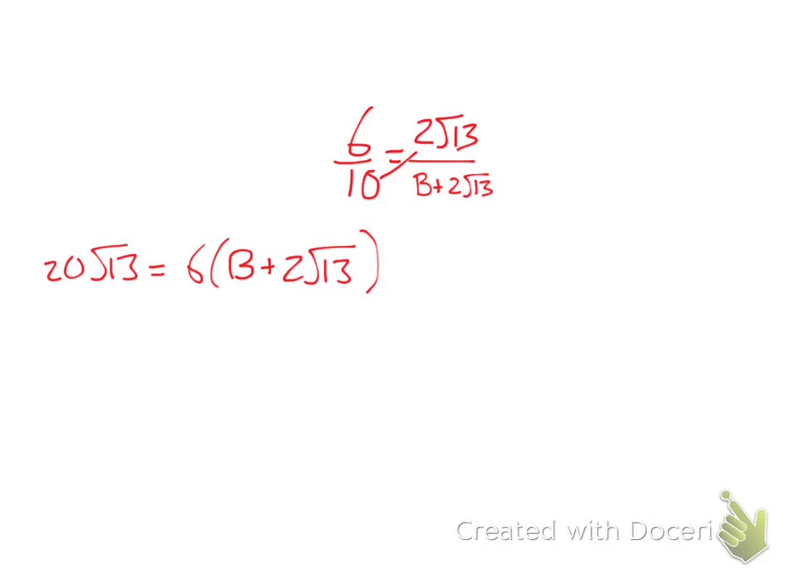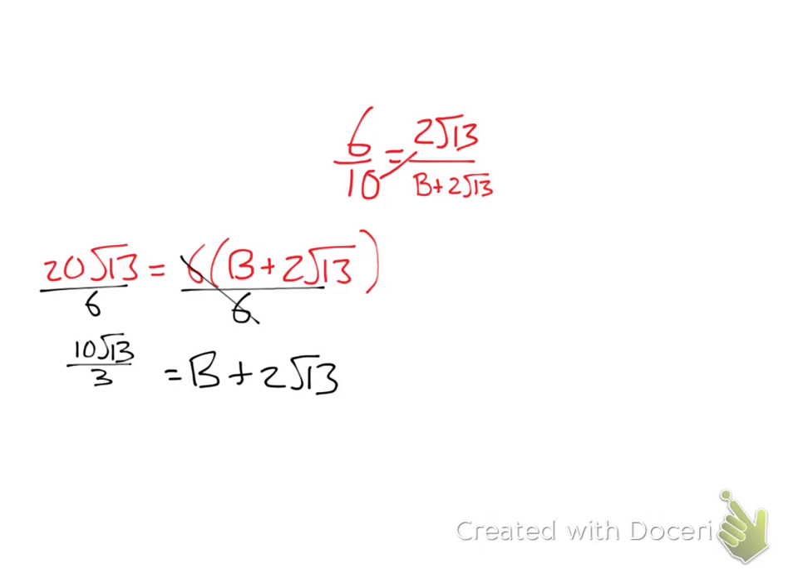I have to get b by itself. I could distribute the 6 in. Or, what? Yeah, divide by 6. That's the first move I would make. Make my life easier. Because now you have b plus 2 square root 13 equals, I can reduce it. Top and bottom, divisible by 2. Which would be 10 over 3, square root 13 over 3.